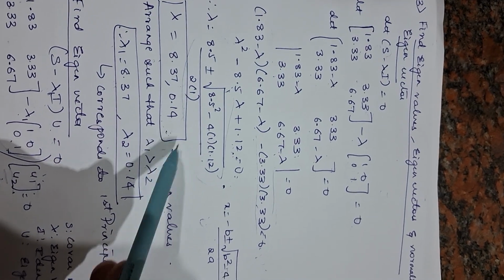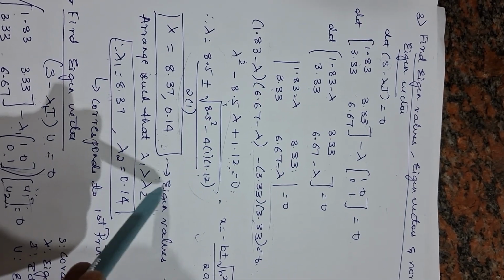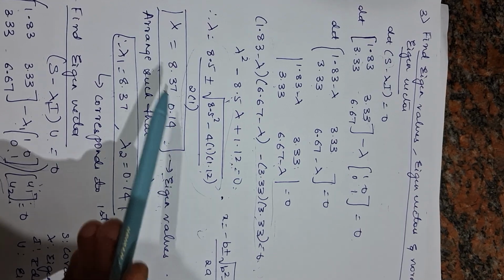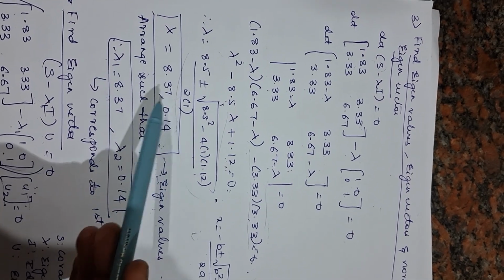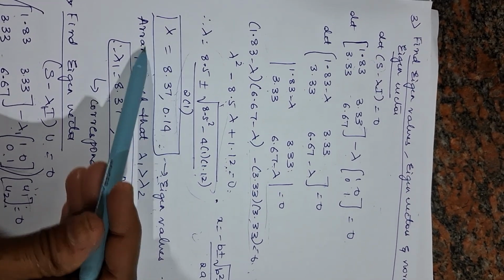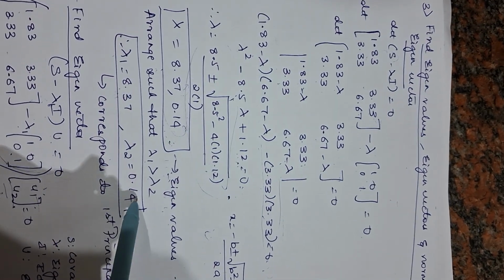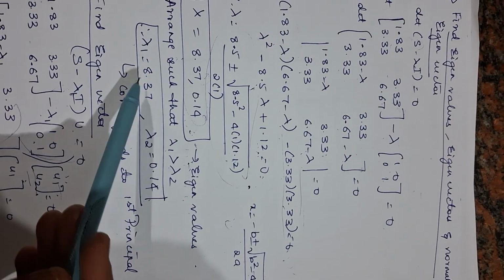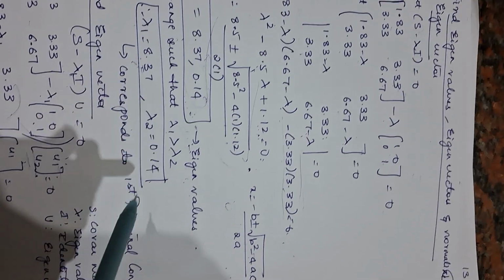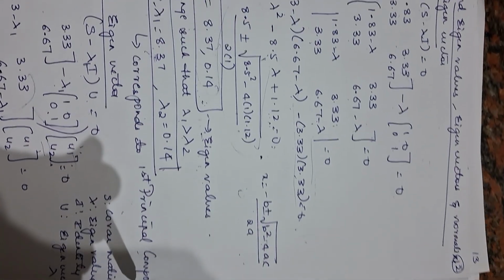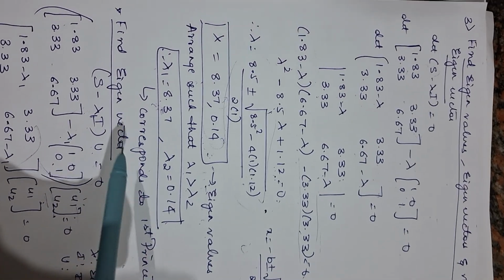So these are nothing but the eigenvalues. You have to arrange them such that lambda 1 is greater than lambda 2. That means I am going to take the highest value as lambda 1 and the lowest one as lambda 2. Remember, the highest root will correspond to the first principal component. Now you have to find the eigenvector.